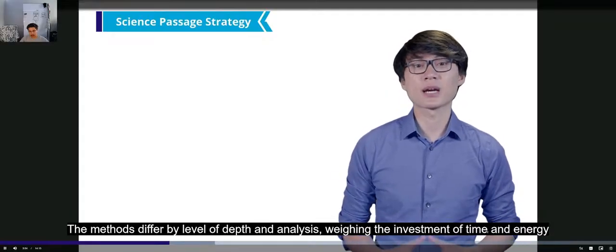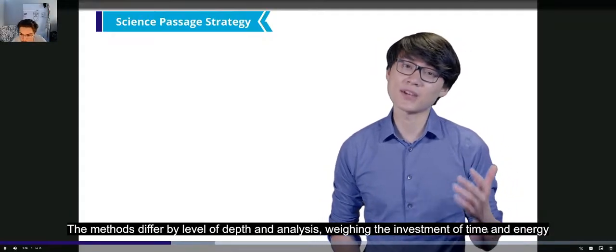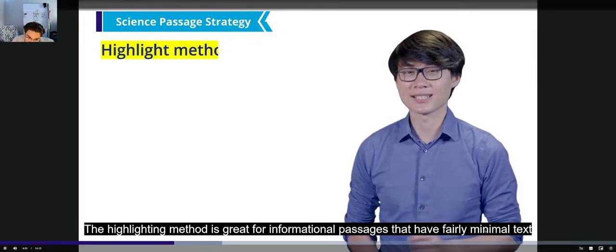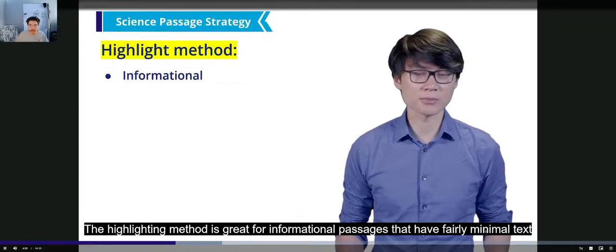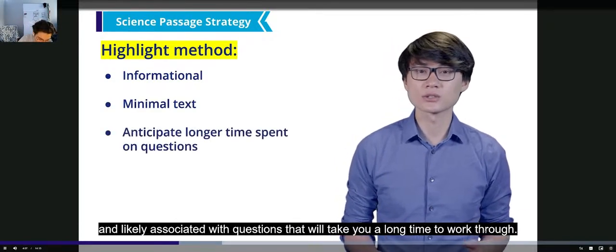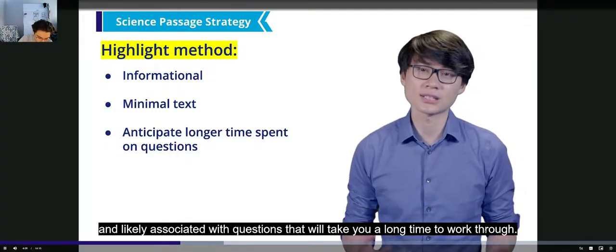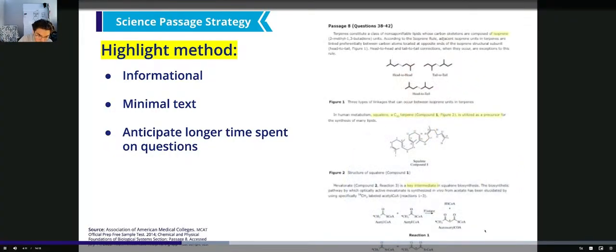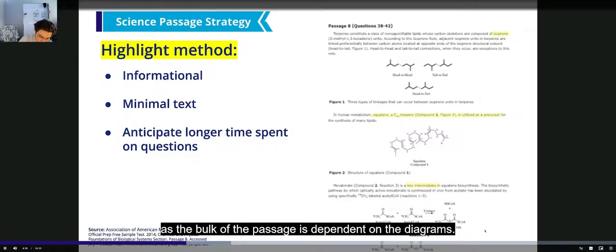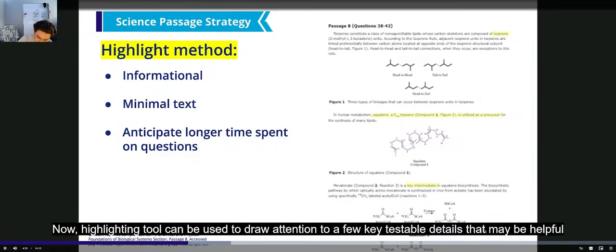The methods differ by level of depth and analysis, weighing the investment of time and energy across the passages and questions. The highlighting method is great for informational passages that have fairly minimal text that's heavy on diagrams, and likely associated with questions that will take you a long time to work through. This Orgo passage in the Chem-Phys section is a good candidate for highlighting, as the bulk of the passage is dependent on the diagrams. The highlighting tool can be used to draw attention to a few key testable details that may be helpful for the questions.